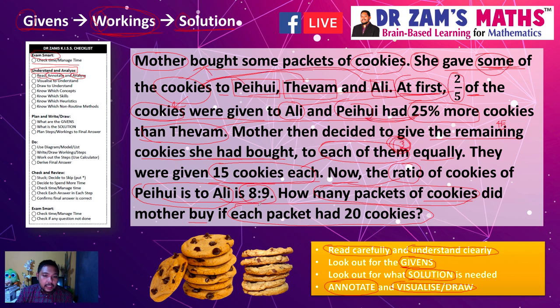Let me just change the color. So down here is cookies. It's about cookies. That means what mommy did was take all the cookies out of the packets and then distribute them. But the question here is asking how many packets of cookies. So this is something for you to think about.